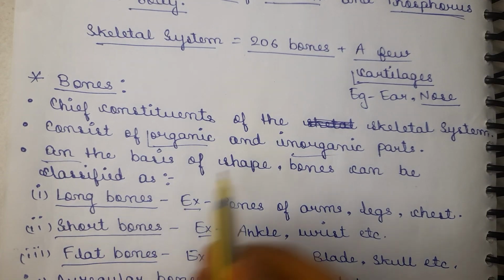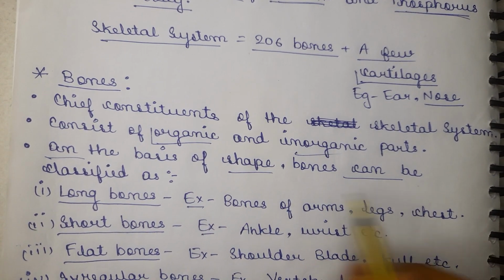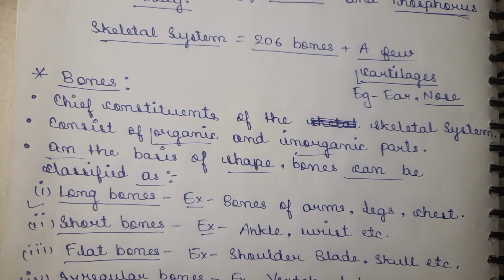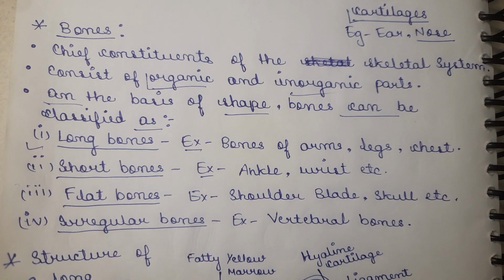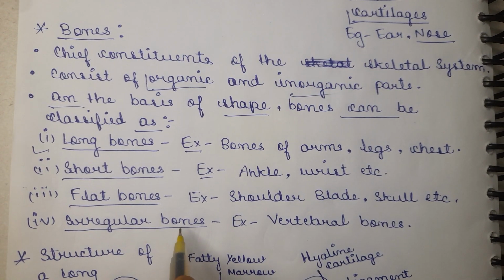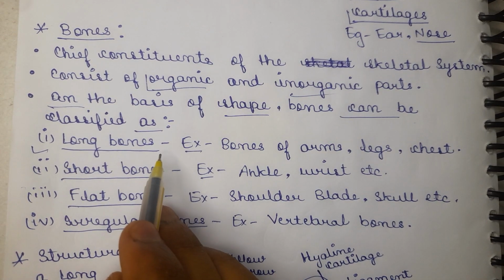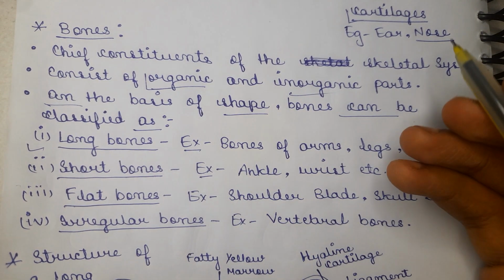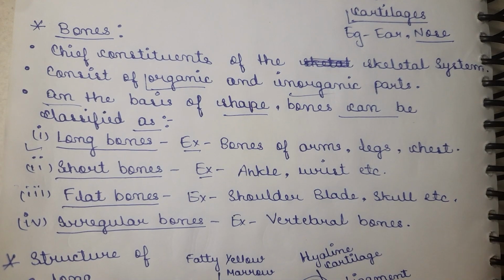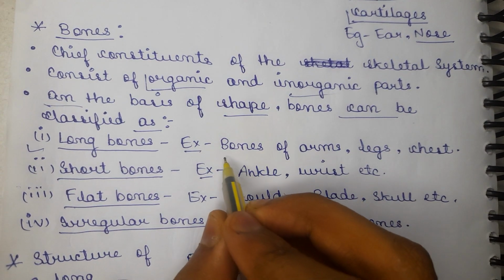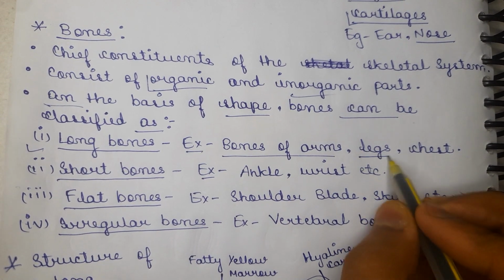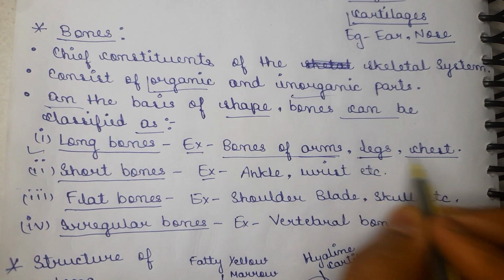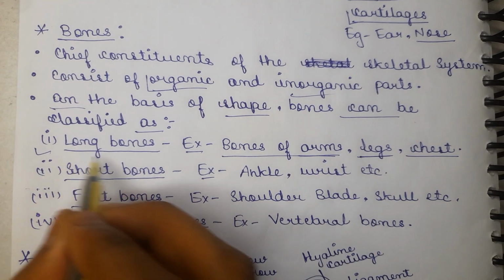Third one says that on the basis of the shape, bones are classified into four types. The first one is the long bones, second one is the short bones, third one is flat bones, and last one is the irregular bones. So starting with the long bones, the long bones have a thick walled shaft with a knob at each end. Examples of these long bones are the bones of the arms, legs, and the chest. So all the arms, legs, and the chest bones consist of the long bones.